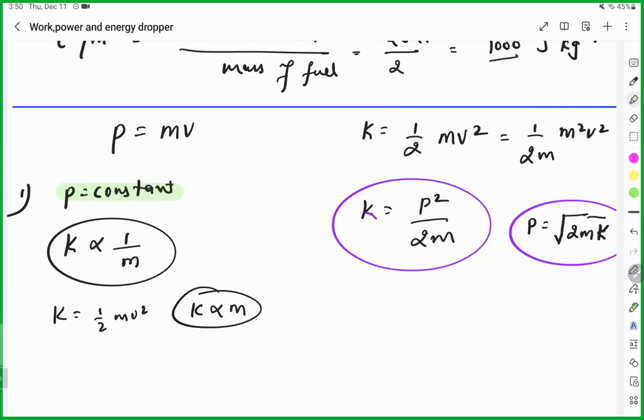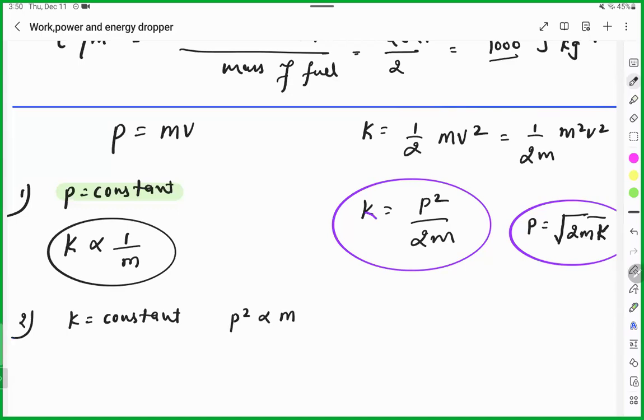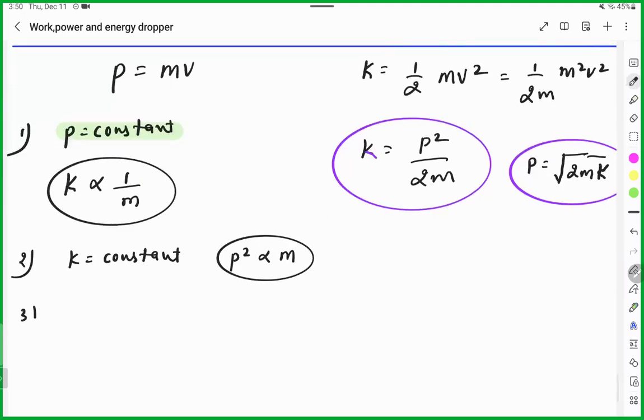So remember this: what depends upon what? It always considers what is constant. Example, in this second case, if kinetic energy is constant, then you know P square is directly proportional to m, because kinetic energy is constant. Or if mass is constant, then kinetic energy will be directly proportional to P square. Correct? So the graph will be different.